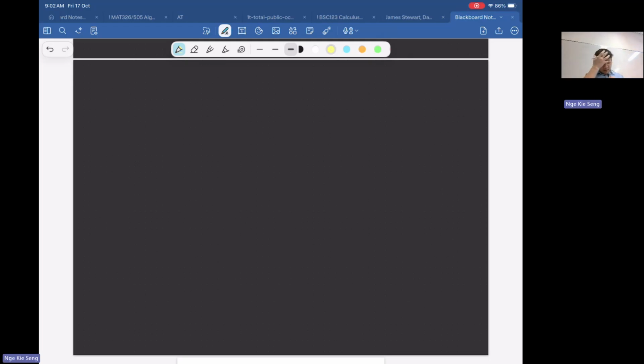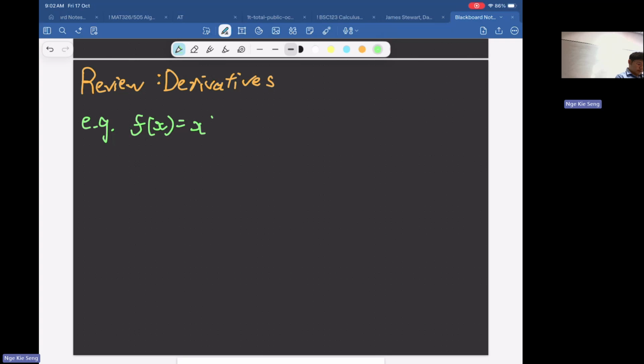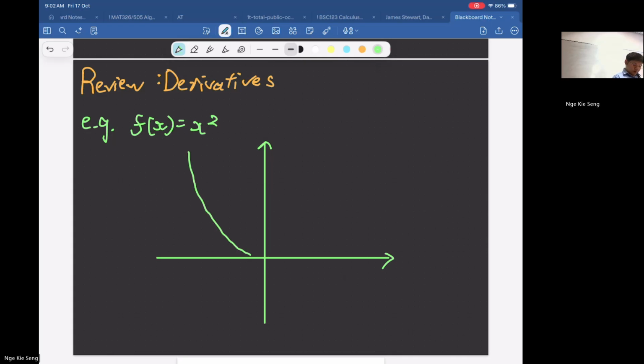All right. Let's review on derivative. There are two equivalent definitions that we introduced last time. So basically, let's start from one example. Let's say f(x) equals x squared. How about we look at the point, let's say 2.